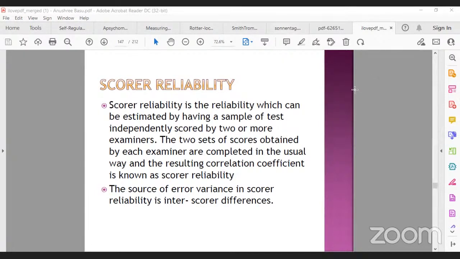So in any case, if there is some difference and a person goes for revaluation, it can be checked on what basis some scores had been awarded to students, right? So this is how scorer reliability is enhanced if there is some criteria given for scoring. Okay.